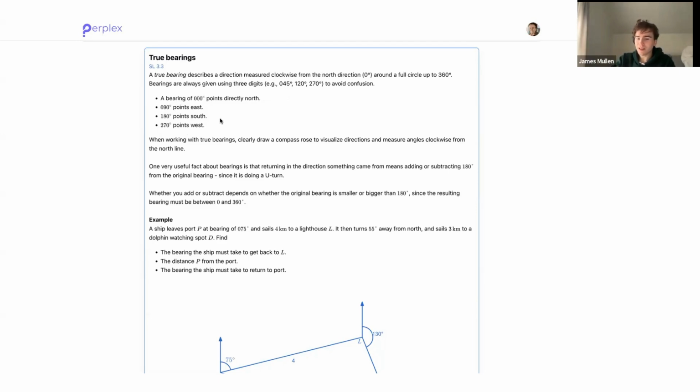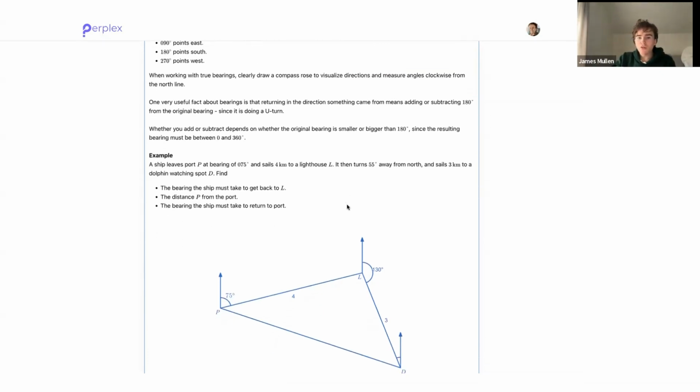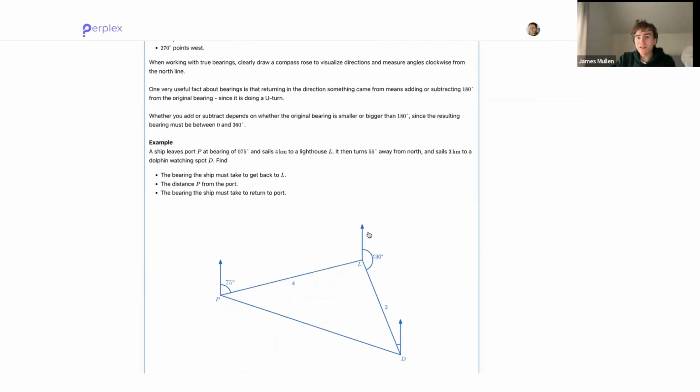So 090 tells me that I'm 90 degrees from north. All right. And just using a compass, if that's 90 degrees, then 90 degrees points east, 180 degrees points south, and 270 degrees points west. Obviously, 0 degrees is just north. All right. Now, when you're working with true bearings, it's very important that you actually draw your little compass rose, or at least the arrow north, so that you measure the angles clockwise from the north line. That's how they're defined. So the bearings are defined clockwise from the north.